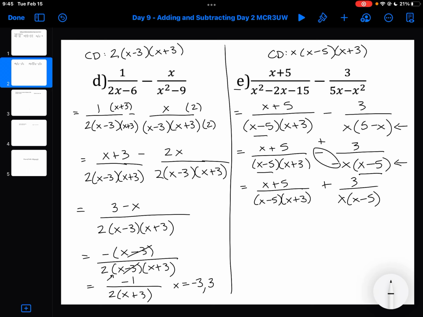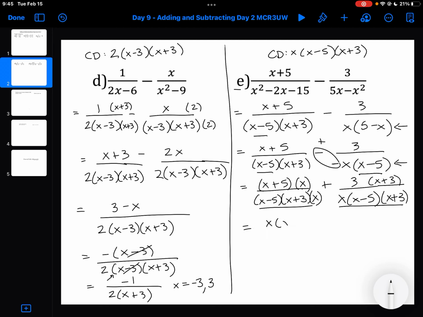And now looking at my fractions, I'm going to figure out which one is missing so that I know which one to multiply by. So on my left, my first fraction, I am missing an x on the denominator. So I'm going to multiply the top and the bottom by x. On the right-hand side, I am missing an x plus 3. So I'm going to multiply the top and the bottom by x plus 3. Now my denominators are the same.